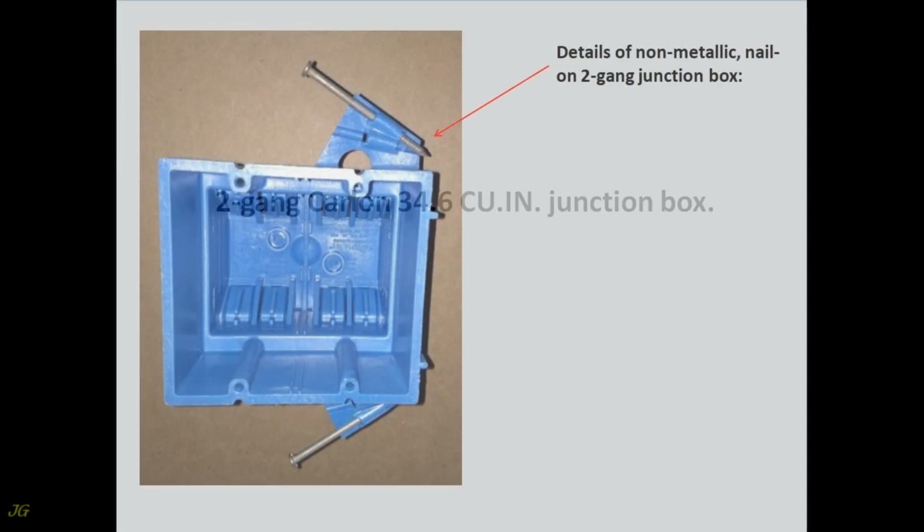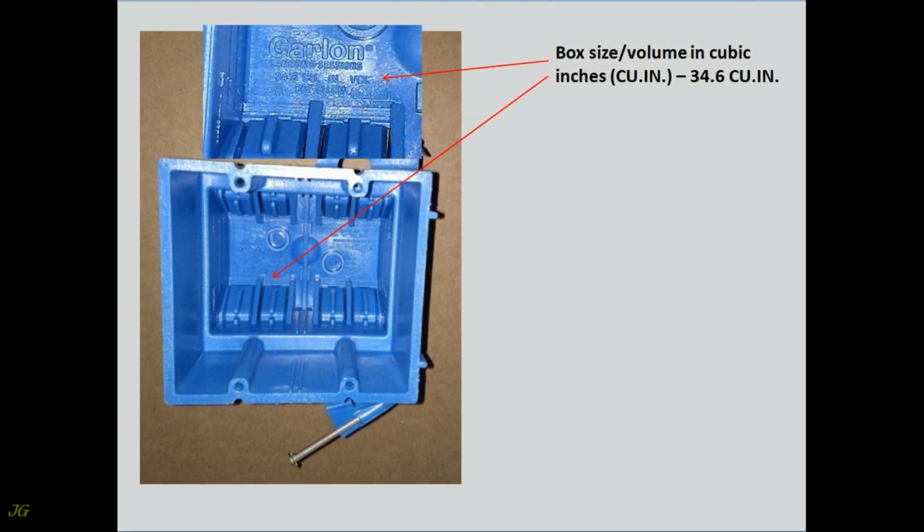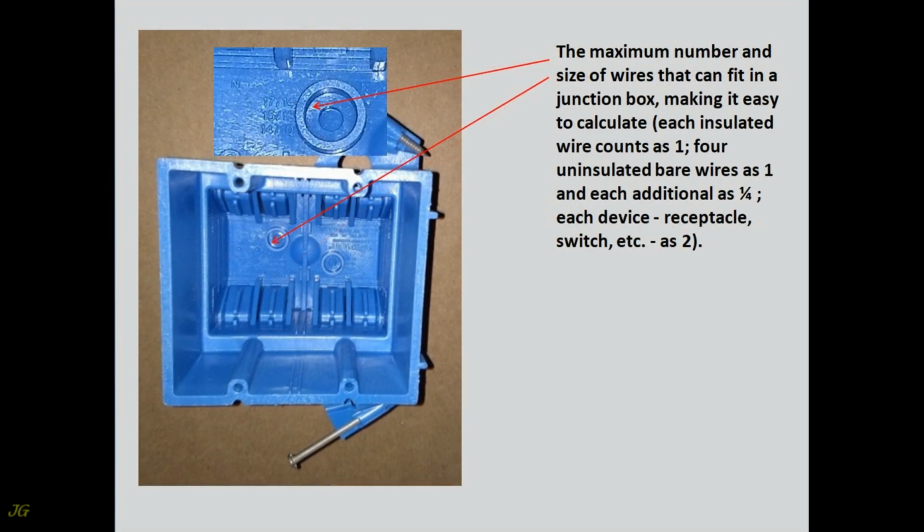2-gang Carlon 34.6 cubic inches junction box. Details of non-metallic, nail-on 2-gang junction box. Box size, volume in cubic inches: 34.6 cubic inches. The maximum number and size of wires that can fit in a junction box, making it easy to calculate. Each insulated wire counts as 1. 4 uninsulated bare wires count as 1 and each additional as 1/4.